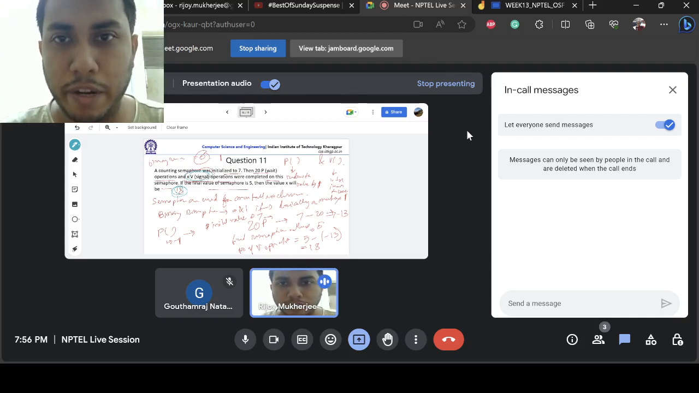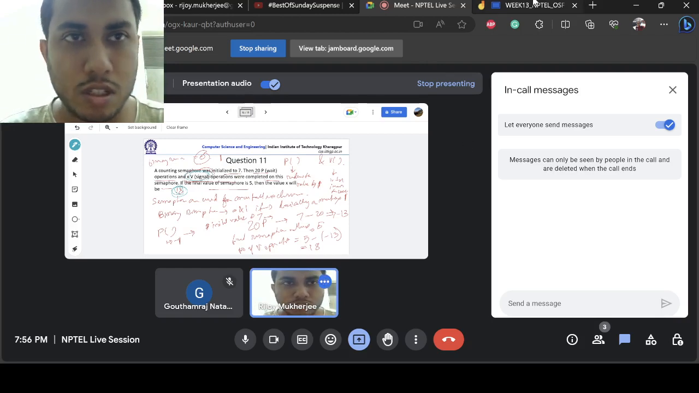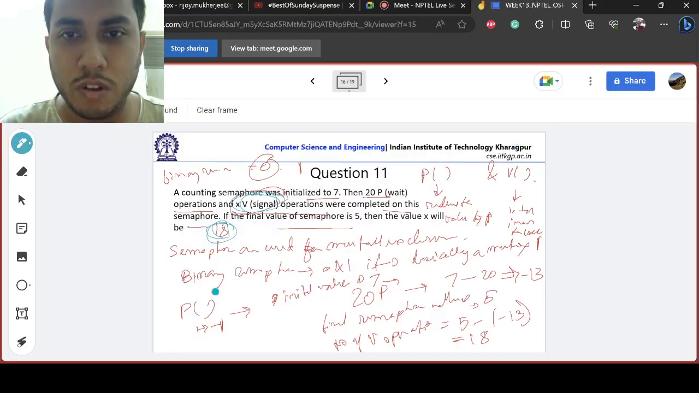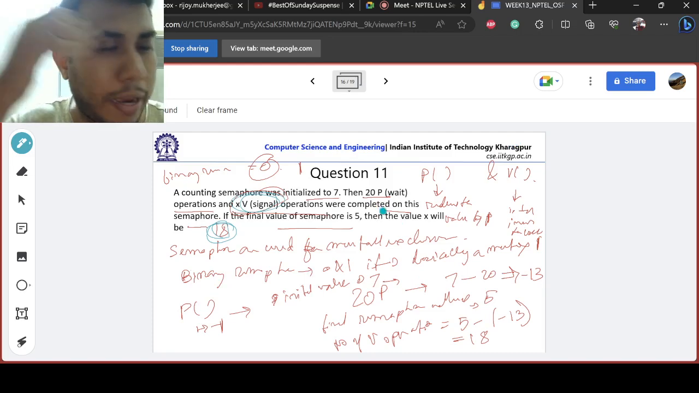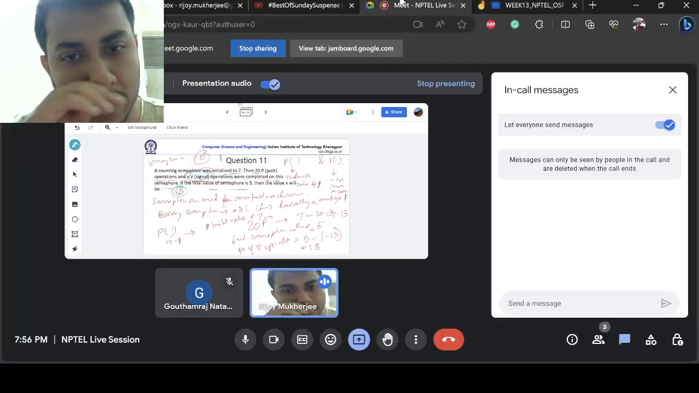So we will repeat. I will repeat again. So you have your semaphores, your counting semaphores, not your normal binary semaphores. A counting semaphore continuously increases and decreases the value.